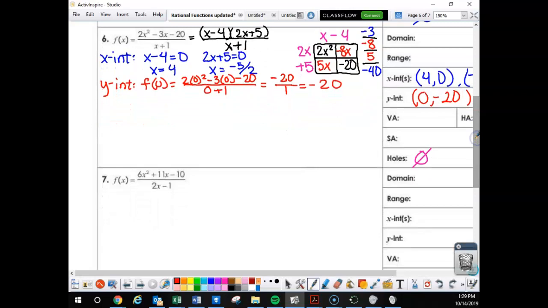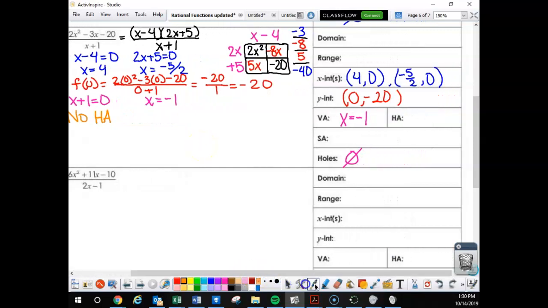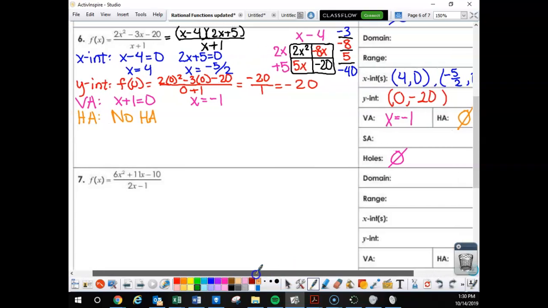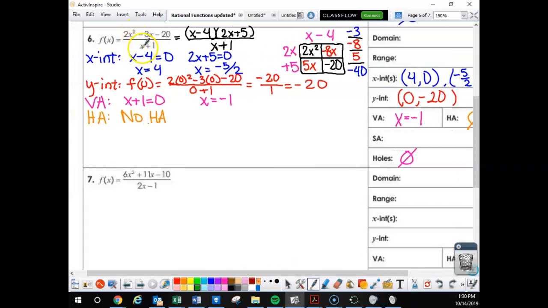Next up is my vertical asymptote, and so that's when the denominator is equal to 0. So x plus 1 equals 0. If I solve for x, I get x equals negative 1. And again, for the horizontal asymptote, here the degree of p is greater than the degree of q. Therefore, there is no horizontal asymptote. And so now this is the extra step that I'm adding. Since the degree of p is greater than the degree of q by 1, then I can use long division in order to figure out what the slant asymptote is.